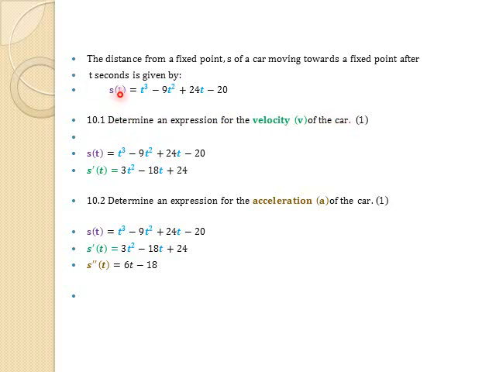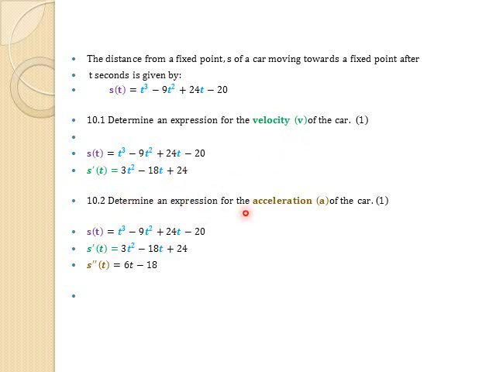So velocity is the rate of change of distance, meaning I have to find the first derivative. So there, having the equation, first derivative: 3 times 1, 3, 3 minus 1, 2. 2 times negative 9, negative 18, t, 1 times 24, 24. So there's my first derivative, velocity.